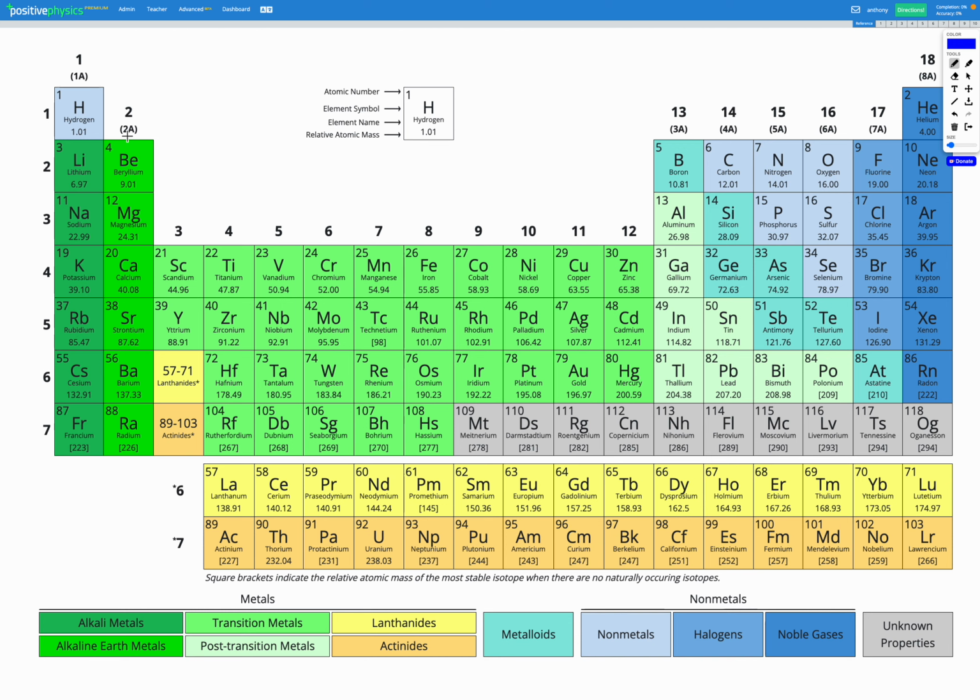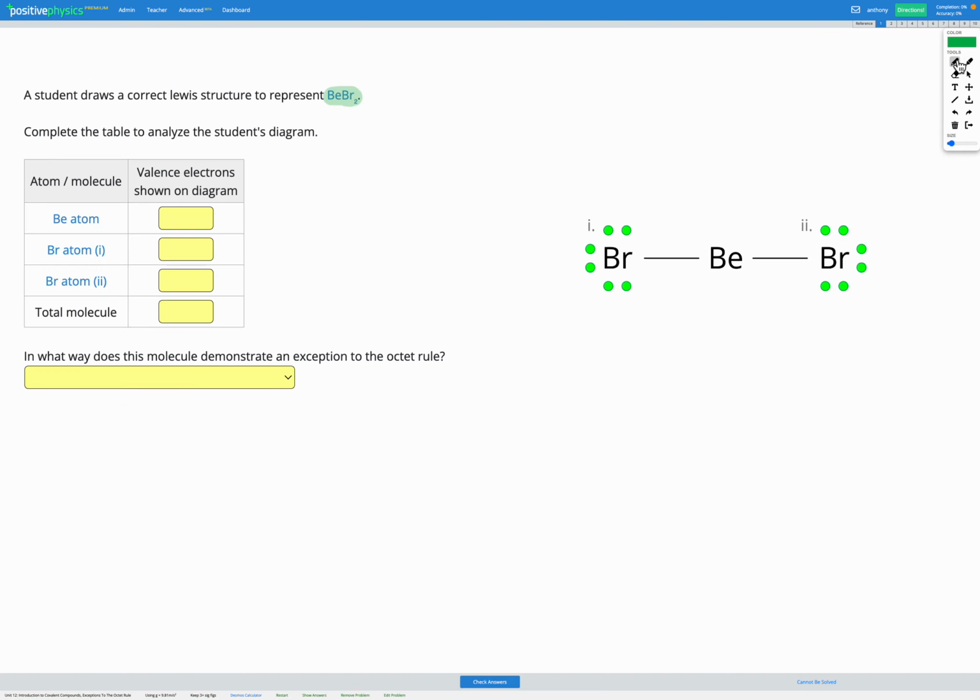So beryllium is here, and bromine is here. So beryllium is in group 2, bromine is in group 17. So according to our shortcut, we know that beryllium has 2 valence electrons, and we know that bromine has 7 valence electrons. So we have beryllium with 2 valence electrons. We have bromine with 7 valence electrons.